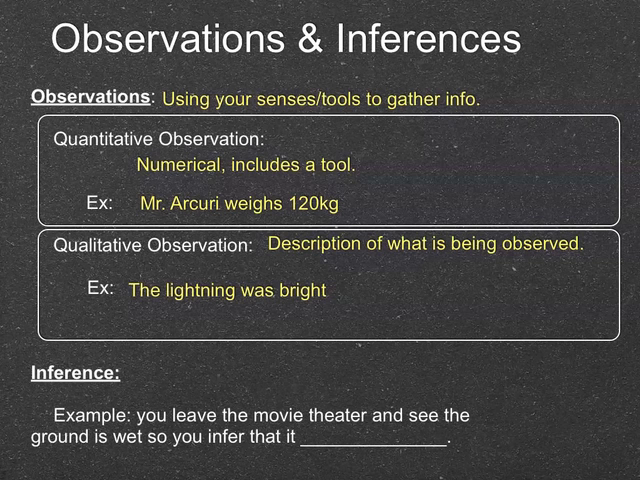All right, so then the last thing. So with observations, things we sense or things we measure, but then inferences. Inferences are conclusions we make or assumptions based on what we see, based on our observations. So an observation is something you directly can see or measure. An inference is sort of a conclusion you come to based on your observations. So write that one down.